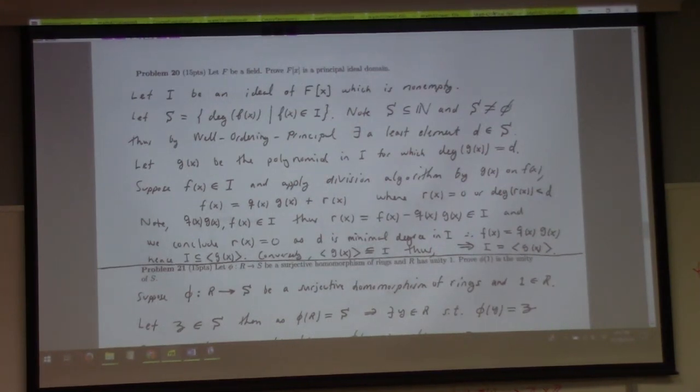Prove F a field, F[x] is a principal ideal domain. This is something that had a lot more emphasis in the 2016 course than your course, but it's still a good question.